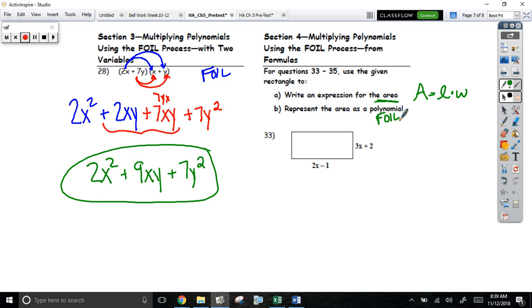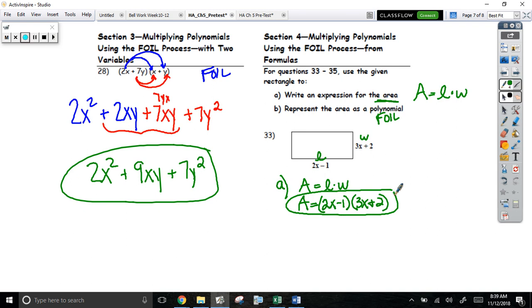So for number 33, we can see that our length is 2x minus 1, and our width is 3x plus 2. So for part A, we'll just have area equals length times width. You do want to make sure that you use parentheses around our binomials. Okay, so that's your answer for part A. Just 2x minus 1 times 3x plus 2.